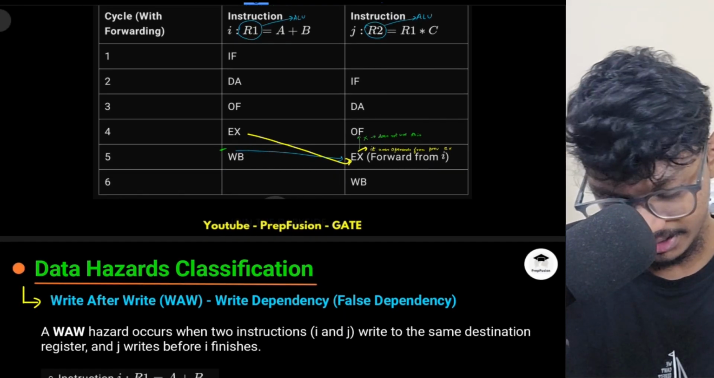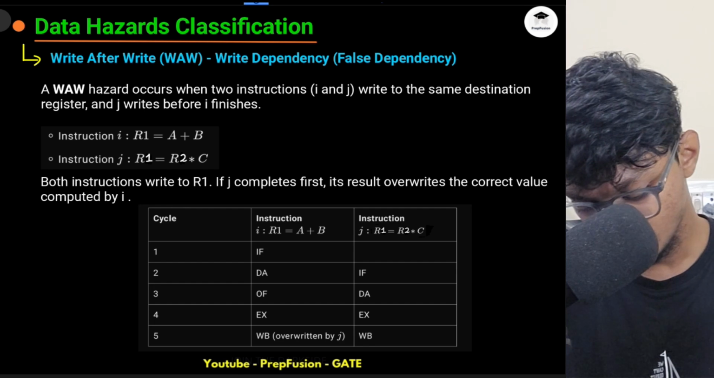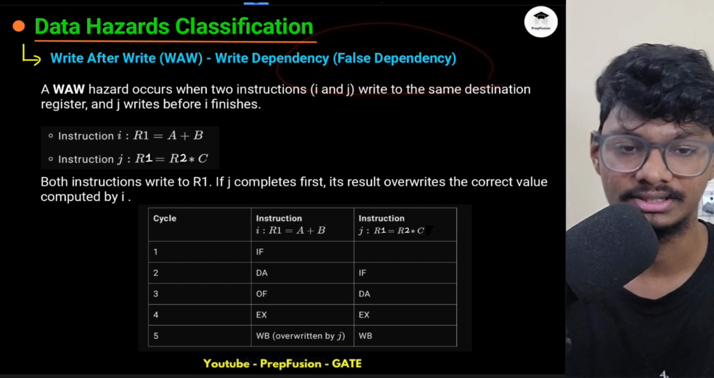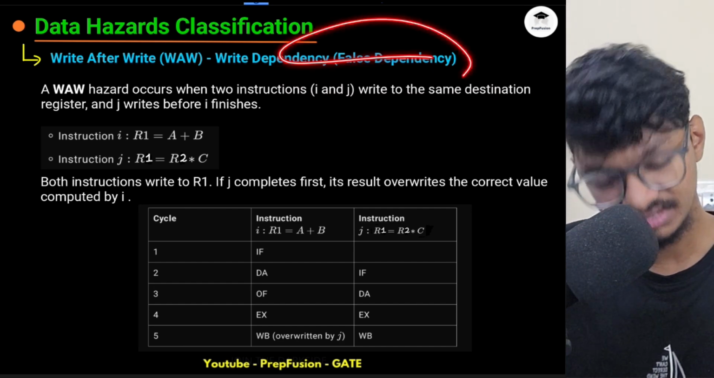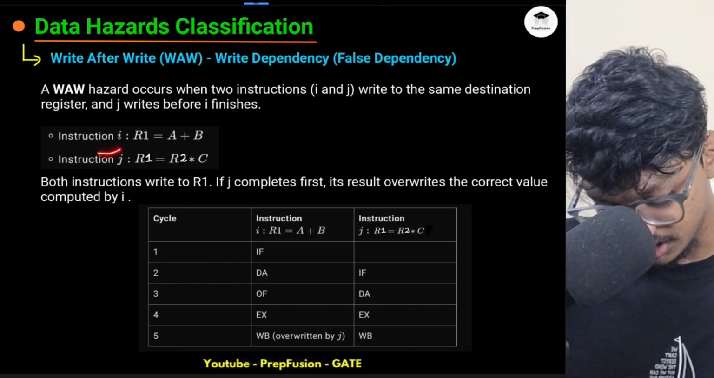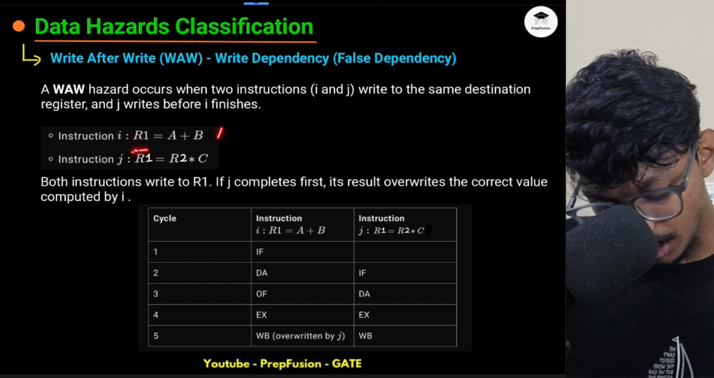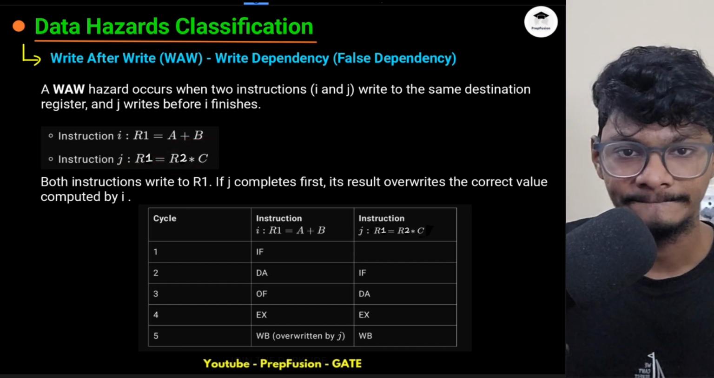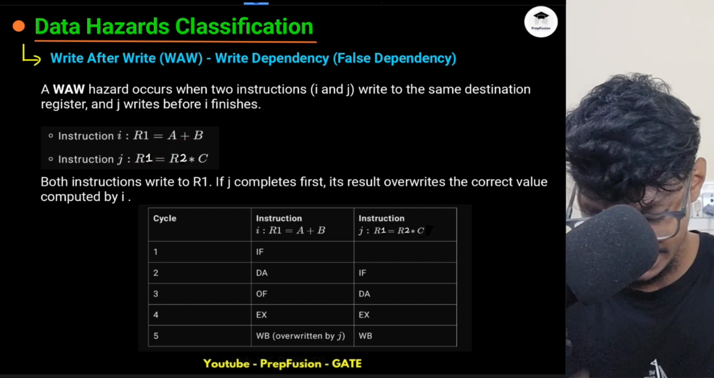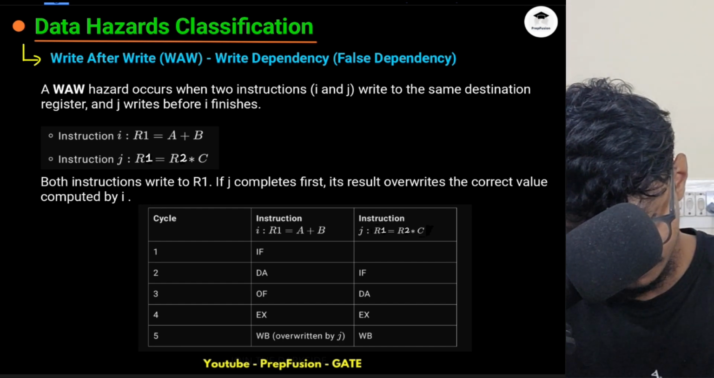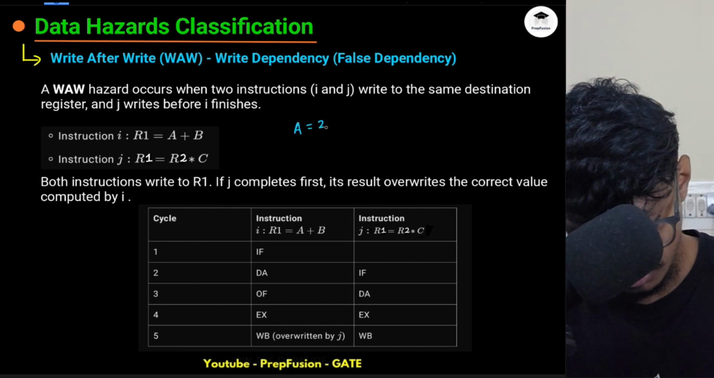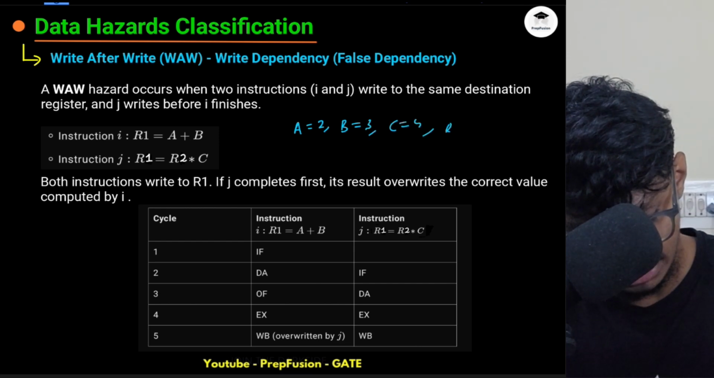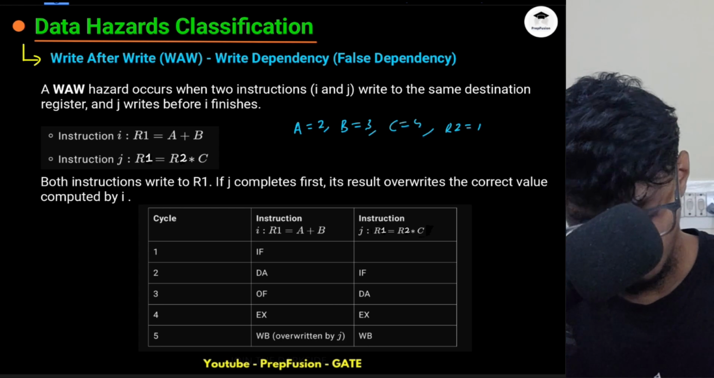Now there is another type of data dependency that is known as write after write. This is also known as false dependency or output dependency. Why is this a false dependency? I will explain that. In instruction I, I am writing to R1, A plus B, and in instruction J, the second instruction, I am writing to R1, R2 into C. So finally what value should I get? Let's take an example. A equals 2, B equals 3, C equals 4, and R2 equals 1.